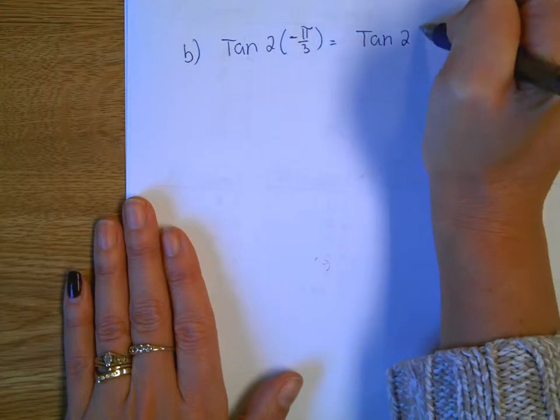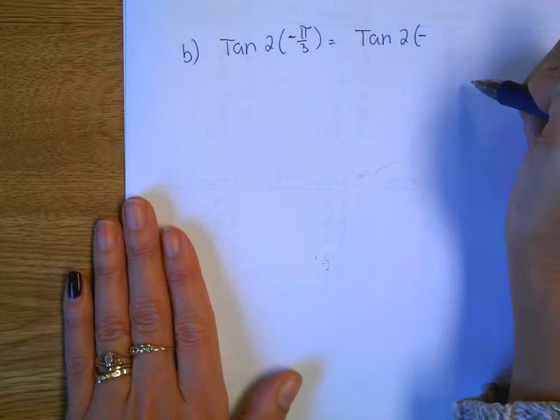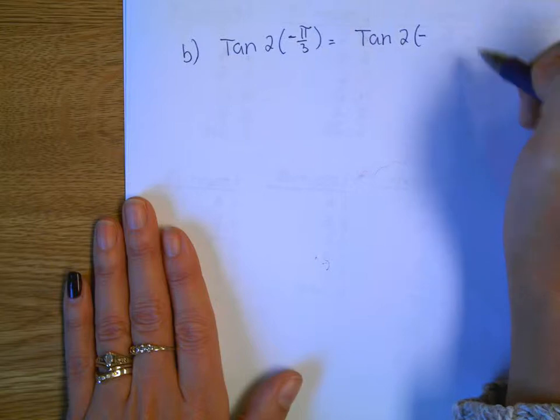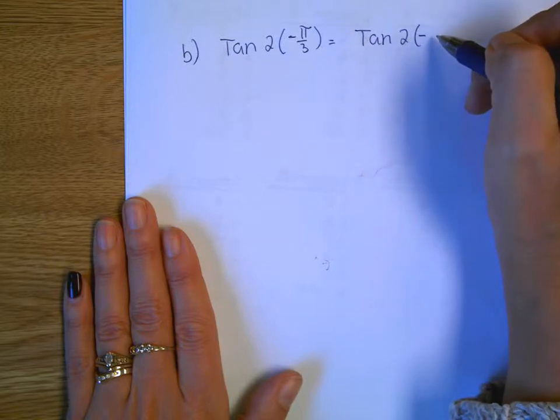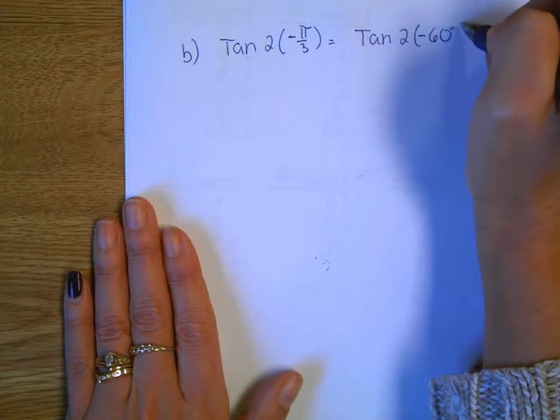2 negative, what's pi over 3 in degrees? Negative how many degrees? So we'll cancel it with 1/3 of 180. 3 goes into 180. Negative 60 degrees.